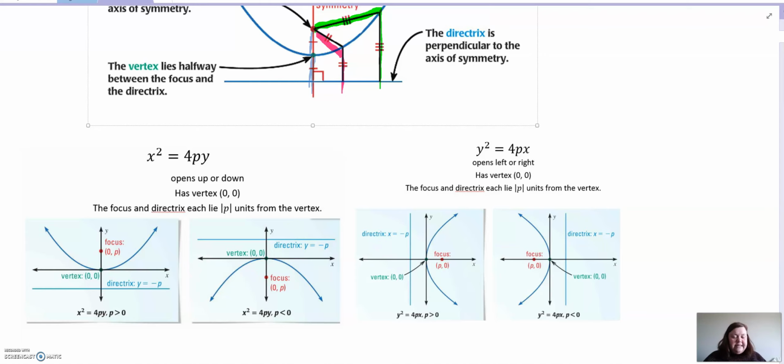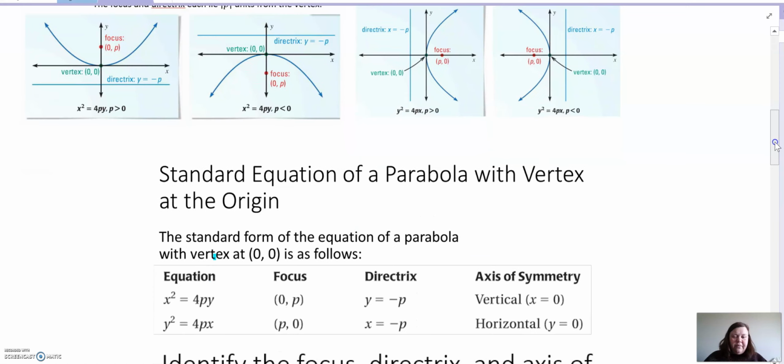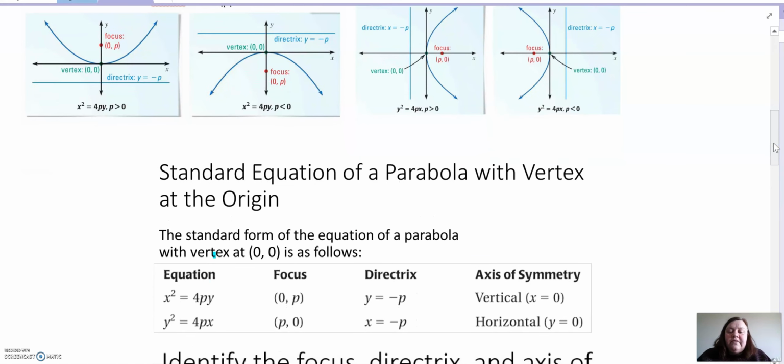Now below here, I did simplify all this information into a chart for you. So the first line of the chart deals with our x squared equals 4py. Those are the ones that open up or down. The focus is going to be (0, p), directrix is y equals negative p, and our axis of symmetry is x equals 0. It's a vertical line. Now for our graphs that open left or right, it's our second row here, y squared equals 4px. Our focus is (p, 0). Our directrix is x equals negative p, and it's going to have a horizontal axis of symmetry, y equals 0.